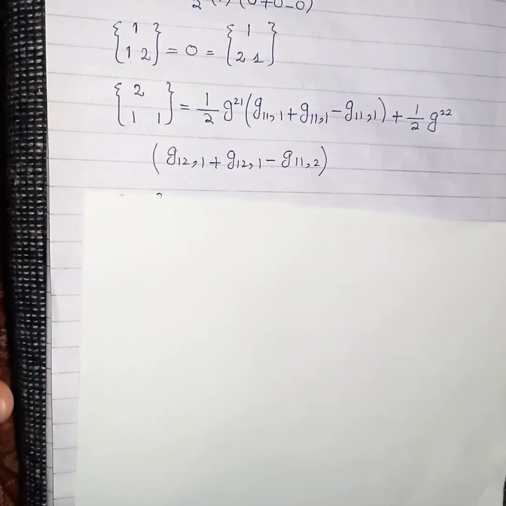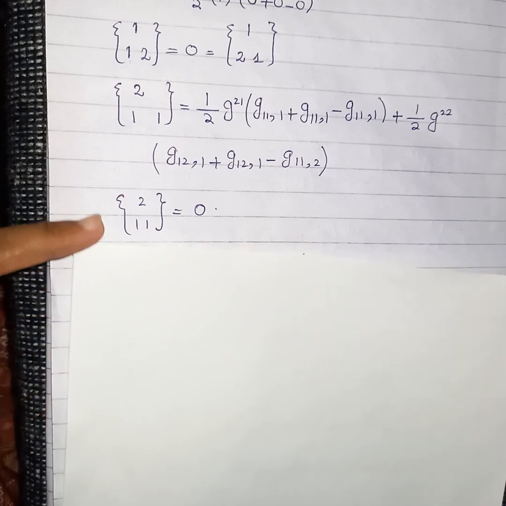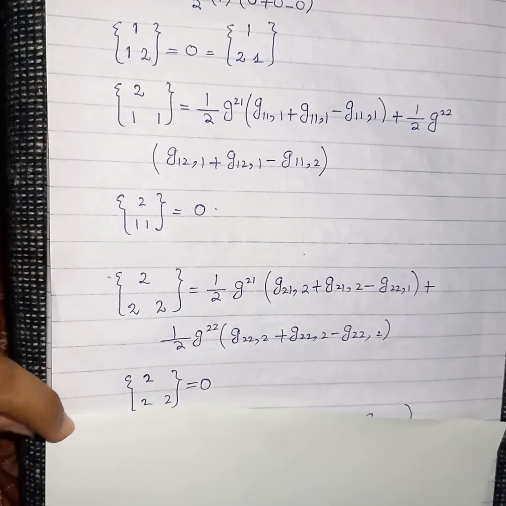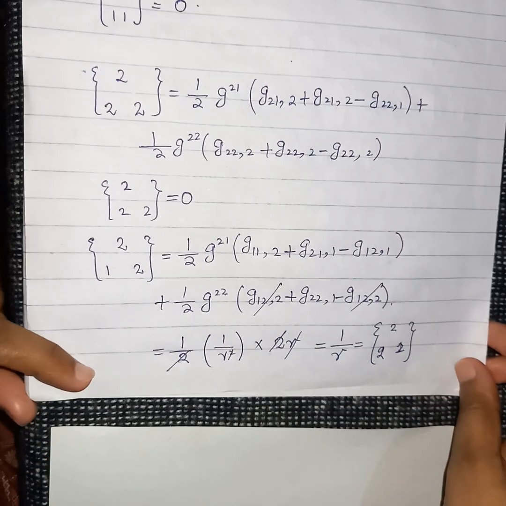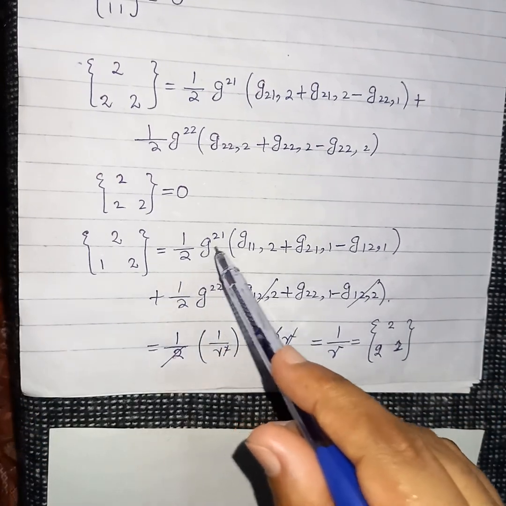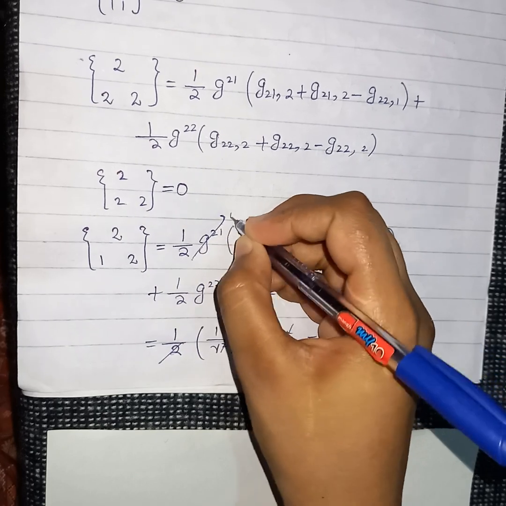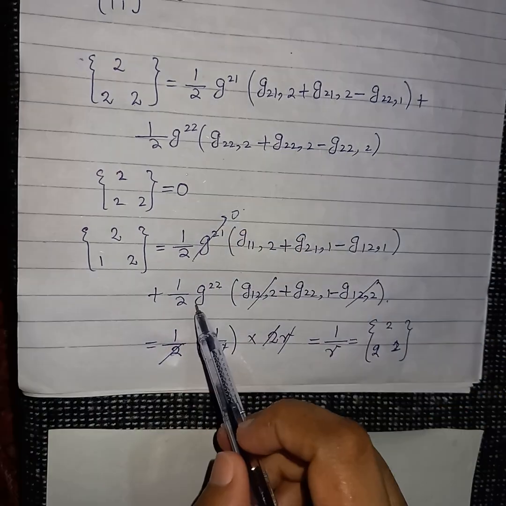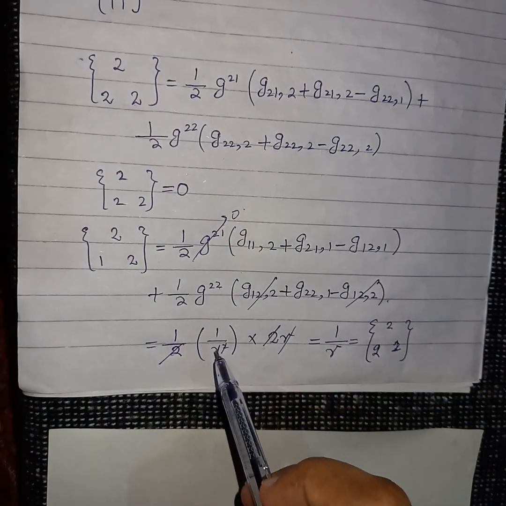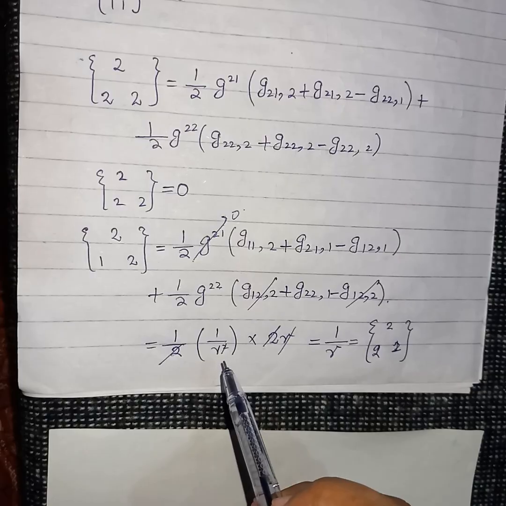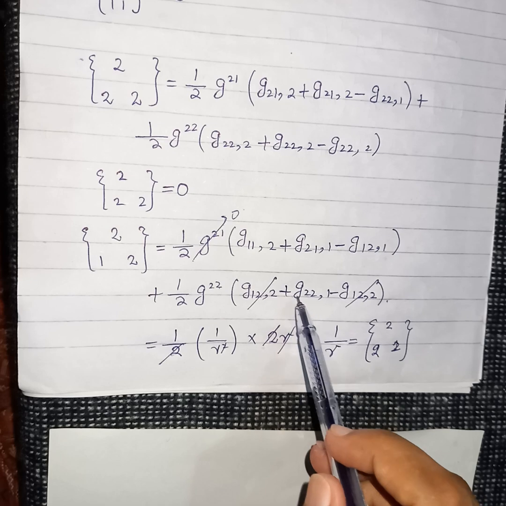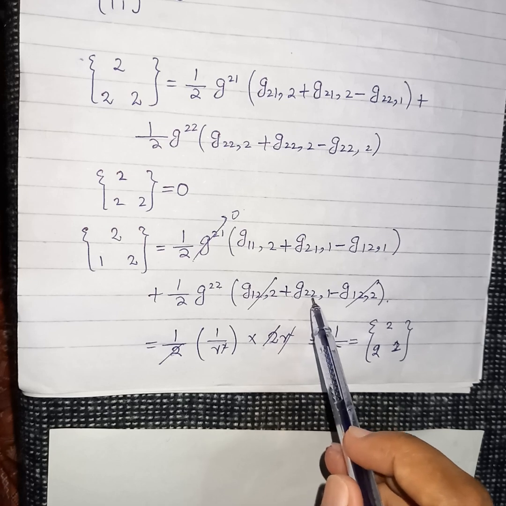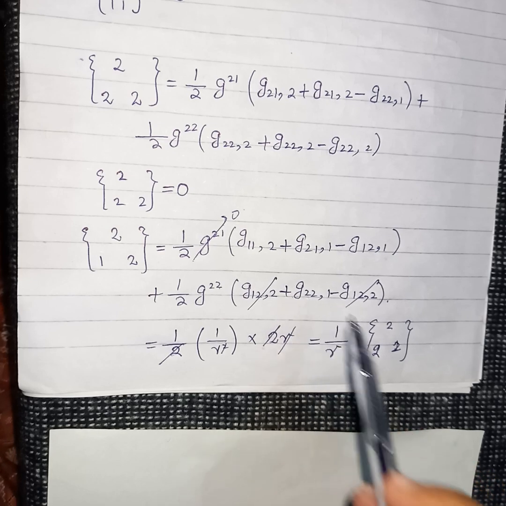In a similar manner, we can find out the other values like gamma 2 1 1, that is equal to 0, and gamma 2 2 2, that is equal to 0. But now over here we have g21, so the first term will vanish because it is a non-diagonal entry. And g22 inverse is equal to 1 by r square, and here g22,1 means the partial derivative of g22 with respect to r.